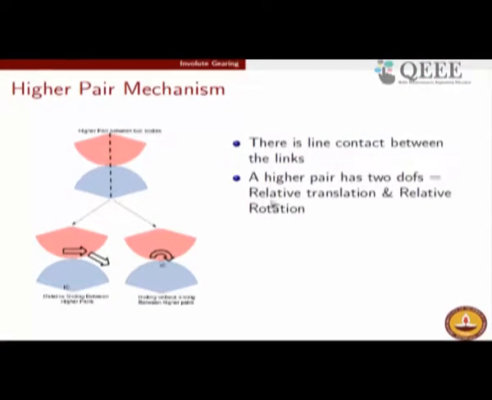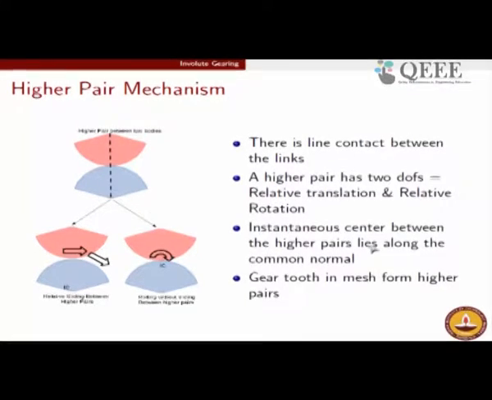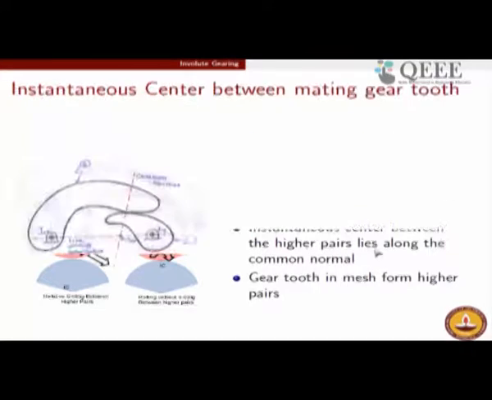In the last class, we were talking about instantaneous centers, about a higher pair mechanism. So, we will go that far, that we understood that for a higher pair mechanism, and gears are an example of a higher pair mechanism, the instantaneous center lies along the common normal. Where exactly it lies on the common normal is unspecified, that is determined by the exact type of motion that the higher pair involves.